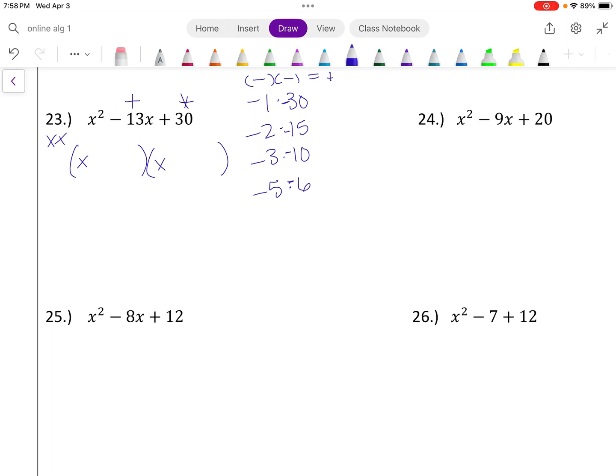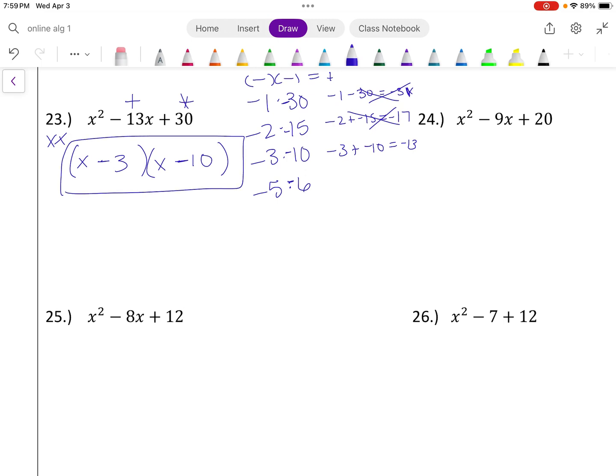Which one of them would add to be a negative 13? Negative 1 plus the negative 30 is negative 31. That's not going to work. Negative 2 plus negative 15 is negative 17. That's not what we're looking for. Negative 3 plus negative 10, there's my negative 13. So it must be a minus 3 and a minus 10.